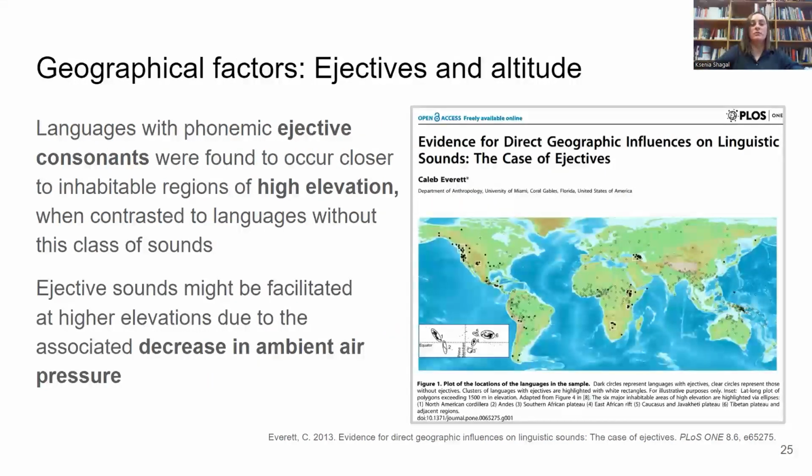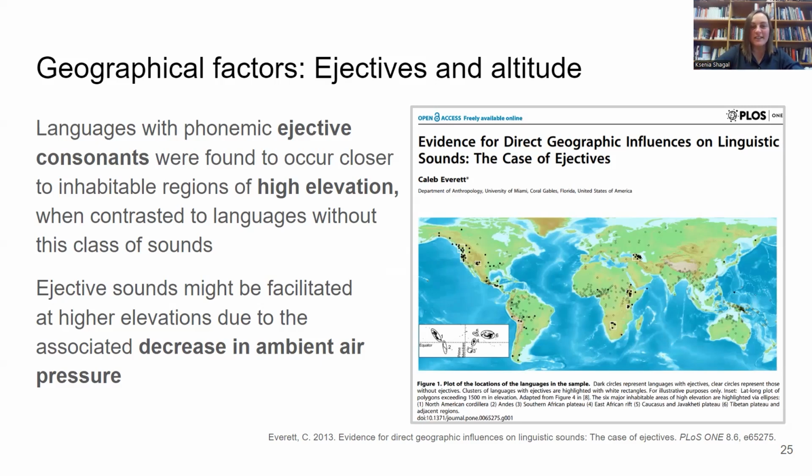Okay, another study that also took into account environmental, or rather in this case, geographical factors, is again by Everett, which showed or tried to show the connection between ejectives and altitude. Ejective consonants are those consonants where, when you pronounce them, there is an airflow from the upper part of the glottal tract. So a quick release. So something like that. I'm very bad at that, but well, I'm doing my best.